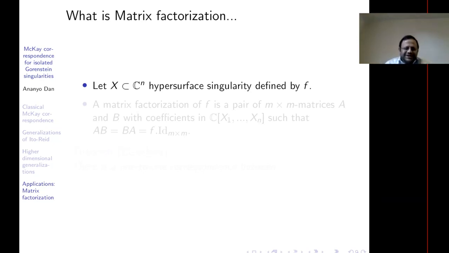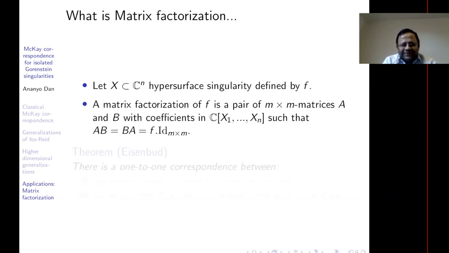So let us see if I can show some advantage of this kind of a study to matrix factorization. So let us see what is matrix factorization. For matrix factorization, you start with a hypersurface singularity given by, say, one polynomial f.